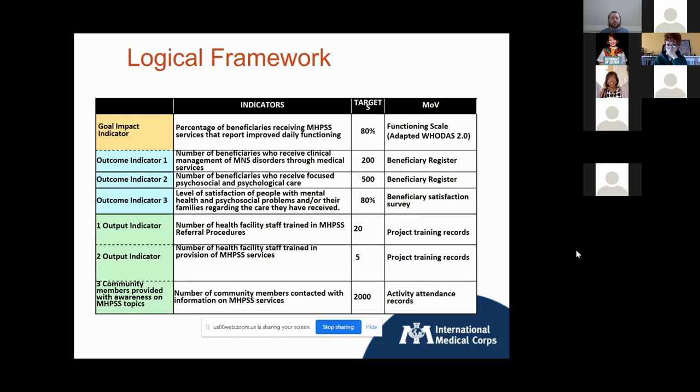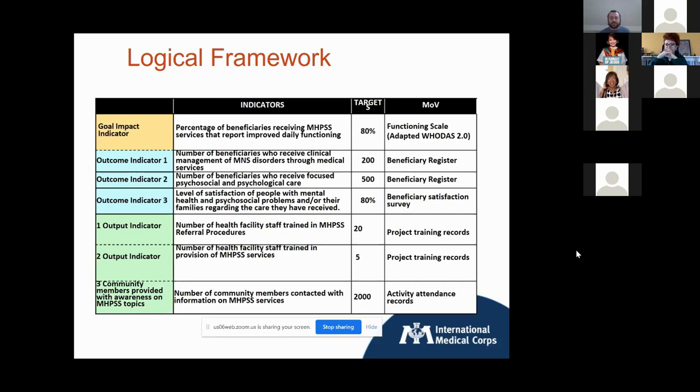So the overall goal impact indicator, which was related to the functioning levels of beneficiaries, the indicator chosen here, adapted from the framework, is the percentage of beneficiaries receiving MHPSS services that report improved daily functioning. Now, what we use in Lebanon is an adapted version of the WHODAS 2.0, which we call the Client Functioning Scale, which has been adapted culturally and in terms of language for use within Lebanon and the Middle East, and has gone through the review and adaptation process for adapting means of verification, which you can read more about within the common ME framework as well. And there's guidance for making these adaptations there.